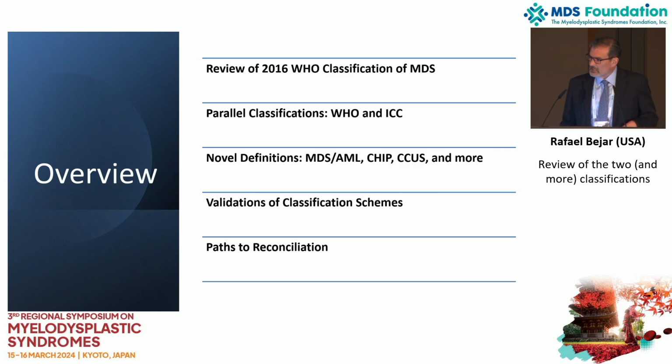The two parallel classifications do represent a significant change from what we had in 2016, but they aren't perfectly aligned, and I'll share some of that with you. One of the aspects that they have is they now have some novel definitions for entities that weren't specifically recognized before, some of which are shared and some of which are not. There have been several interesting attempts to validate the clinical value of these schema, and they shed some light on maybe how we could get to a path towards reconciliation.